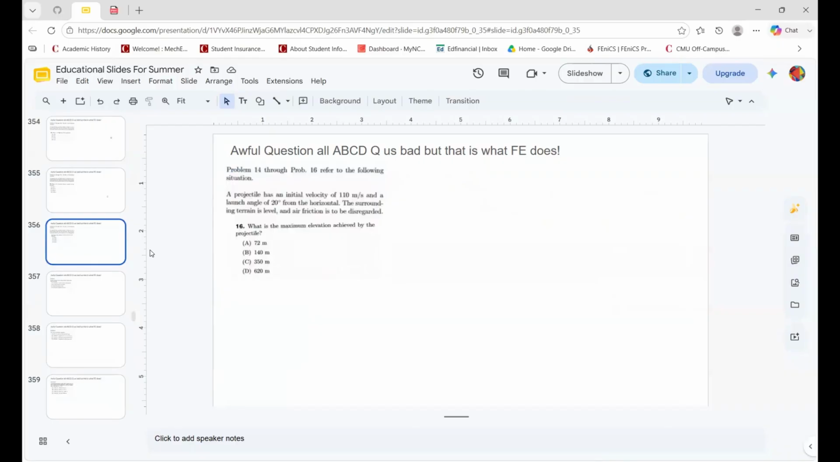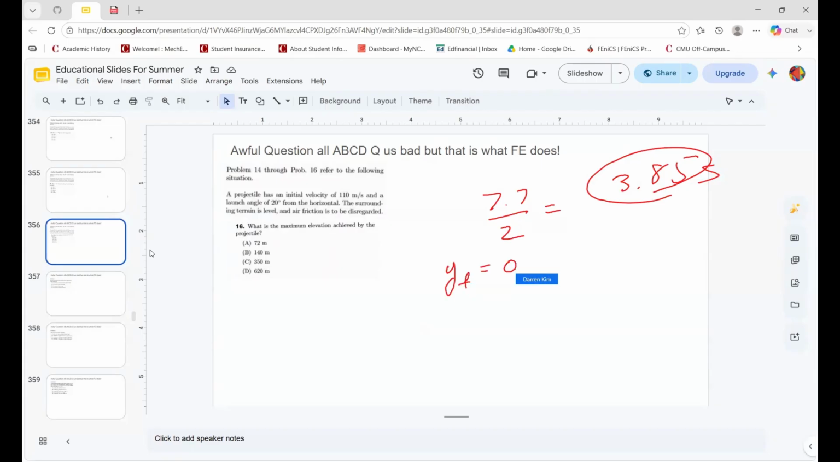All right. Projectile motion. Okay, it's the same question. What's the maximum elevation achieved? Well, that's 7.7 divided by 2, which is 3.85 seconds. And then you just plug it in, we just do y final equals 0 plus v initial, which is 110 sine theta, which is 20, t plus minus 4.9 t squared. And we know t equals that, so we just plug in t. So 110 sine 20 parentheses multiplied by this minus 4.9 multiplied by this squared equals about 72.21. So A is what I get.